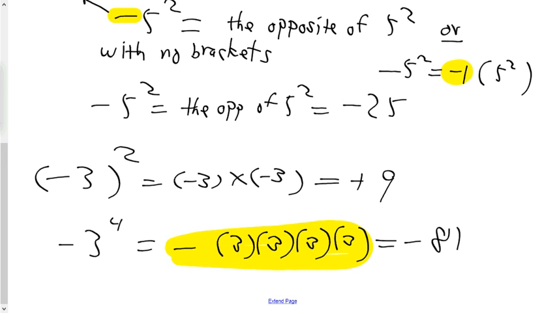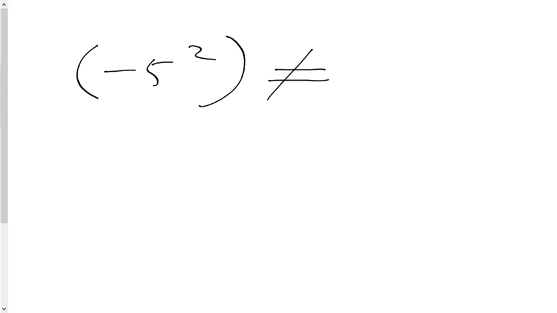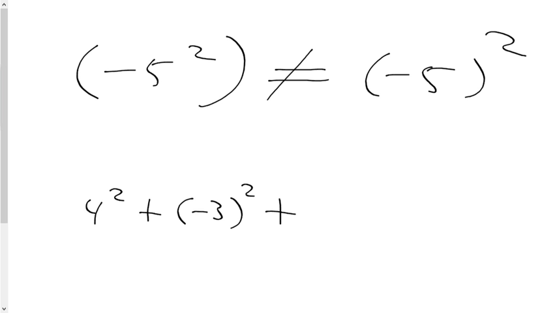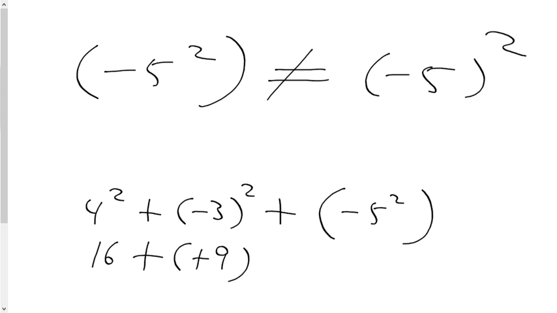Any questions with that example? There is one last thing I want to show you. If you wrote this, this is not the same thing as this. A good example would be if you had, for example, 4 squared plus negative 3 squared plus negative 5 squared. This would be 16 plus positive 9, because negative 3 times negative 3.